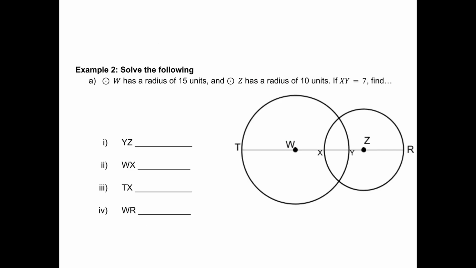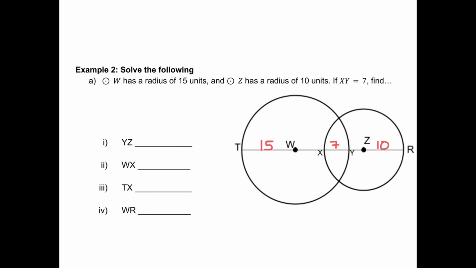Taking a look at some other solving problems with basic circles. It says circle W has a radius of 15. So this one is circle W, this larger one here. Circle Z has a radius of 10. And they're also giving us that this distance in here, XY, is 7, and we need to find all these lengths. So the first thing I'm going to do is label the information that's given.